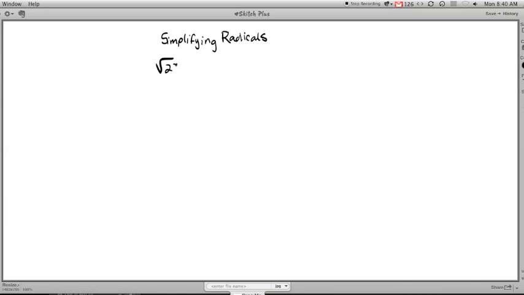Let's take, for example, the square root of 25. Well, instead of leaving it square root of 25, we can rewrite that as the square root of 5 times 5, which can also be rewritten as the square root of 5 squared. Well, when I have something squared and I'm taking the square root of it, that is just the number itself, so that is just 5.